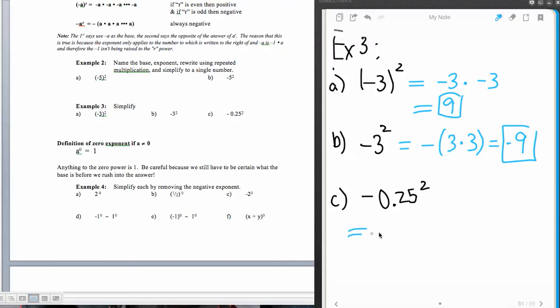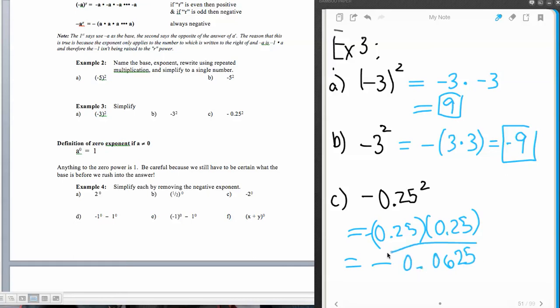This last one also says the opposite of something squared. So this says the opposite of 0.25 times 0.25. 0.25 times 0.25 is 625 with 4 decimals. So this is going to look like -0.0625. All right, in our next lecture, we're going to learn about a zero exponent.